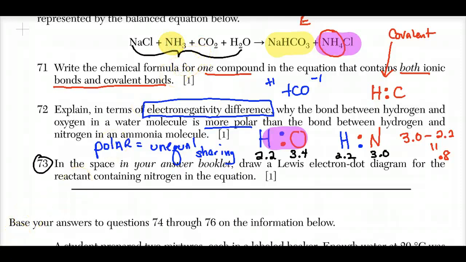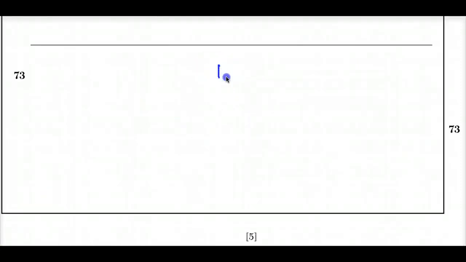Let's do that. Now the first thing you have to realize is that ammonia is covalent. Nonmetals and nonmetals are sharing, in this case of course unequally, but they're sharing nonetheless because their electronegativities are both high.